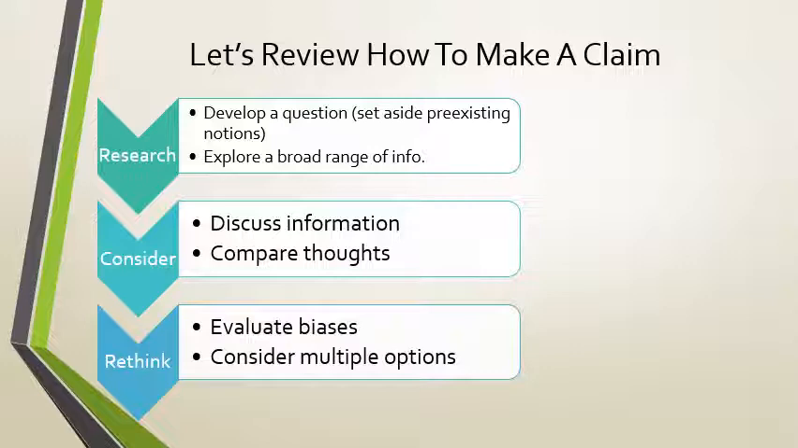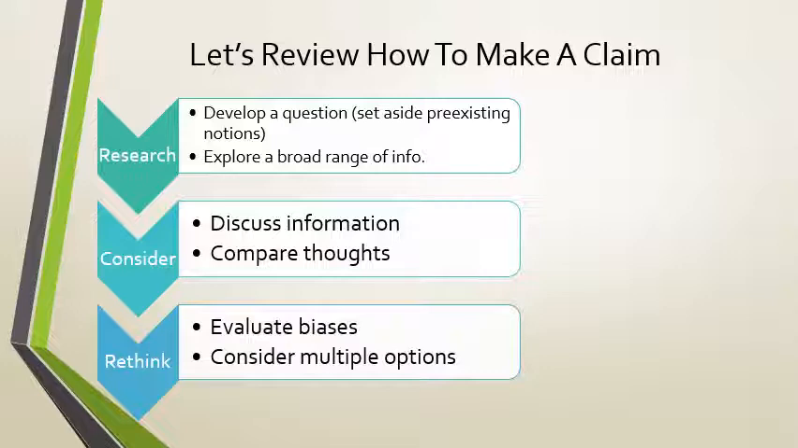So when we start with our question and then we use that question to explore the information, we then take that information and we discuss it with people, we discuss it with ourselves, we compare our thoughts and others' thoughts on the information. We really consider or process that information, and then we take that information and we talk about it in terms of our biases and we start to consider multiple options. You can see where this process is asking us to draw upon the skills for synthesis. It's just that synthesis is a little bit more complicated than that.